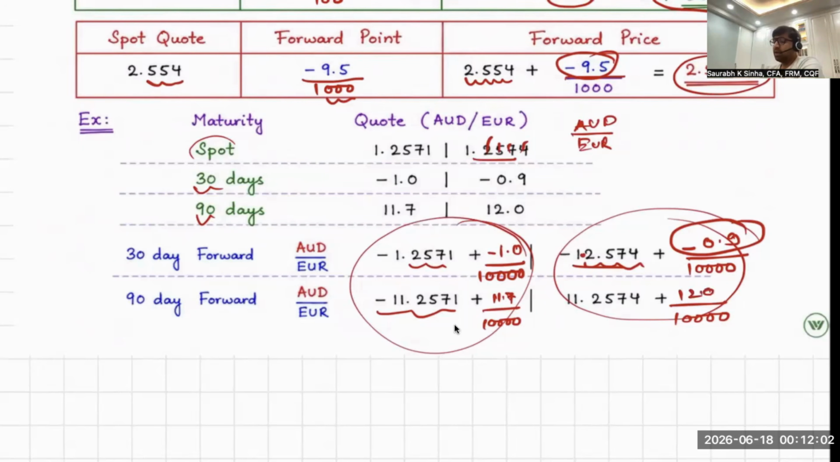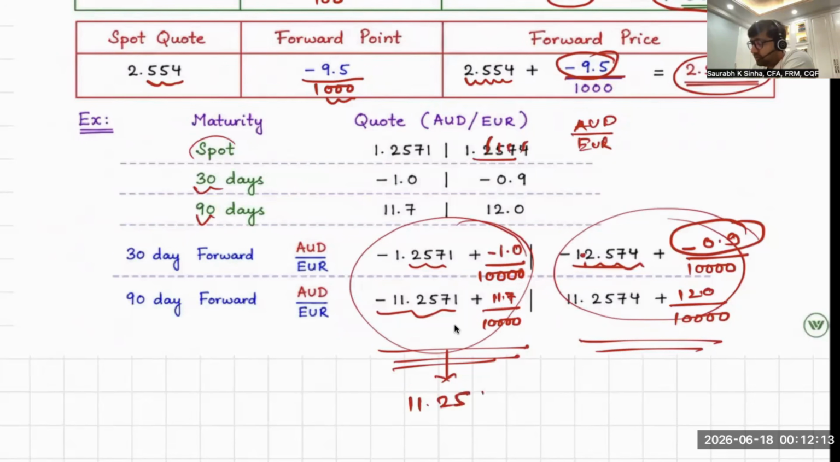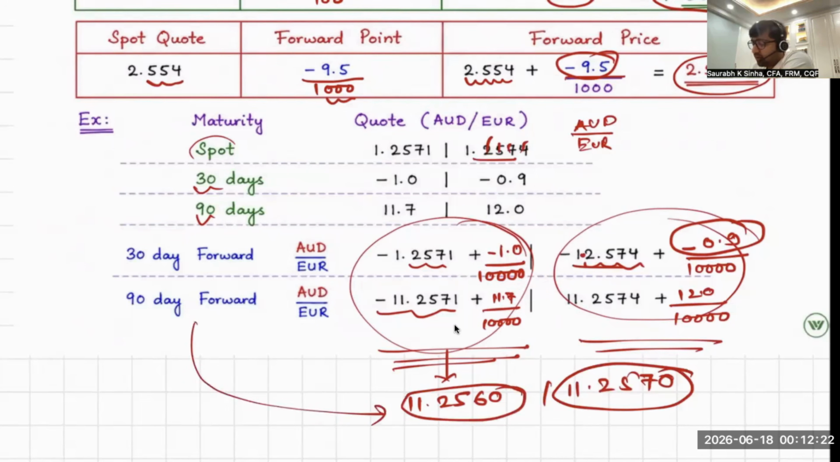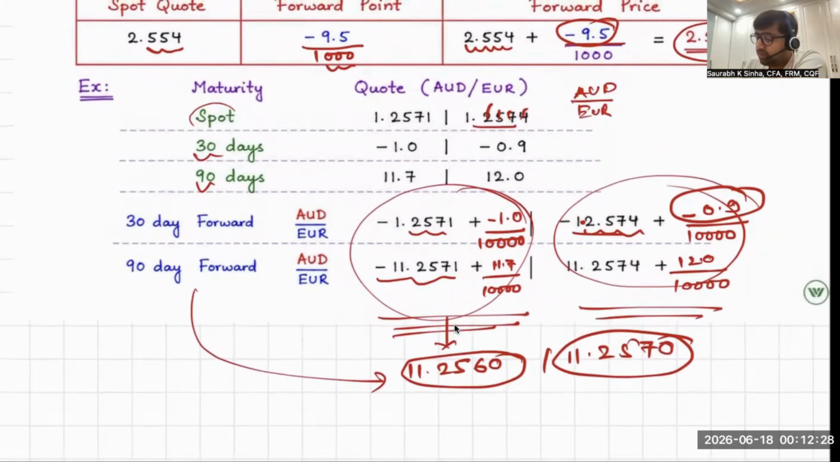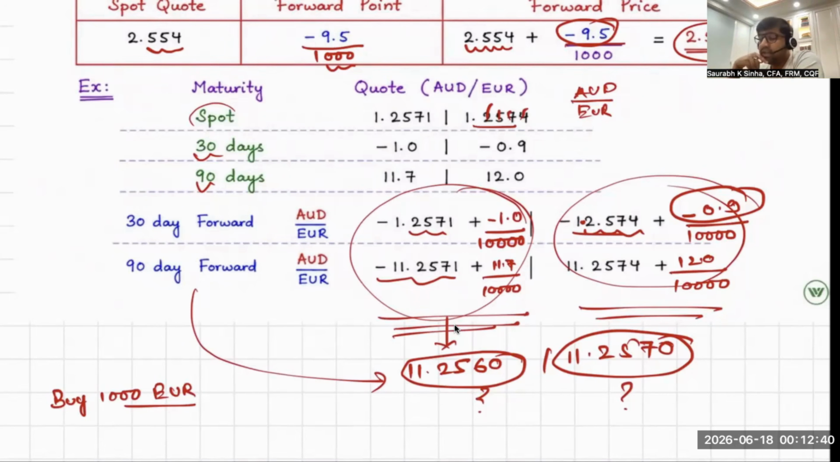Okay. Now assume at the end, I'm not doing the calculation, assume at the end this comes to say 11.2560 and this comes to 11.2570. I'm not doing the calculation. This is the forward rate for 90 days, as in the bid rate and the ask rate. And if the question is that you need to buy 1000 euro, then which quotation will you use to find out how many AUD you need to sell?